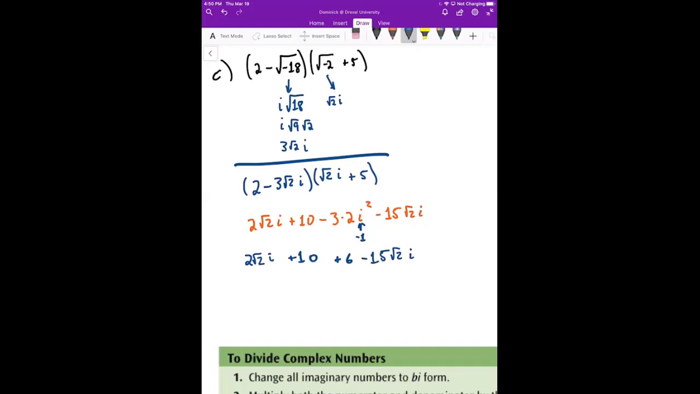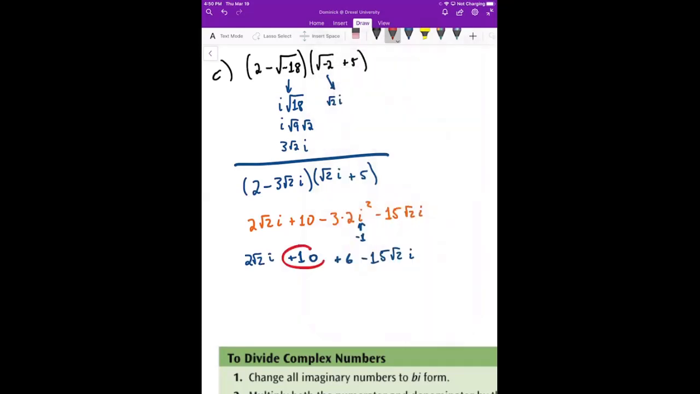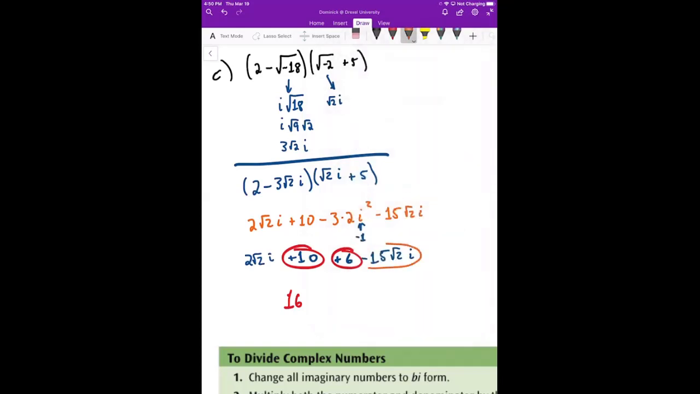So now when we combine, we can combine our 10 and our 6, and that will give us a 16. And when we combine our minus 15 square root of 2i and our 2 square root of 2i, that is a minus 13 square root of 2i. So again, hopefully not too bad, especially once you convert to a plus bi form. It's pretty straightforward.